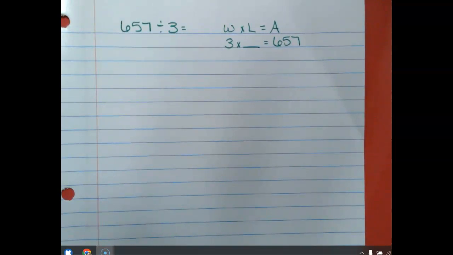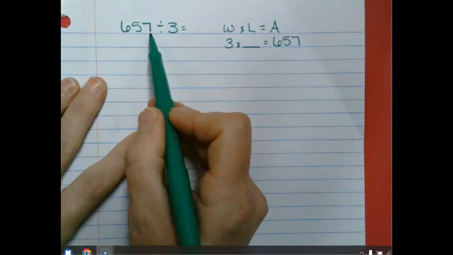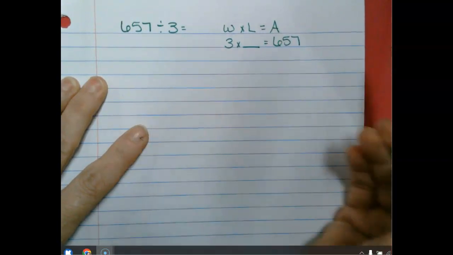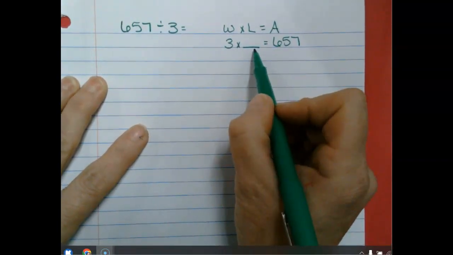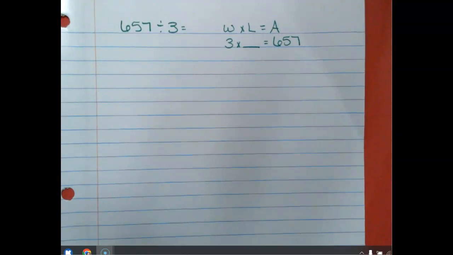So remember, when we are doing division, it is the inverse of multiplication. So 657 divided by 3 is the same as 3 times what is going to give me 657. So that's what we're going to look at doing today, okay?